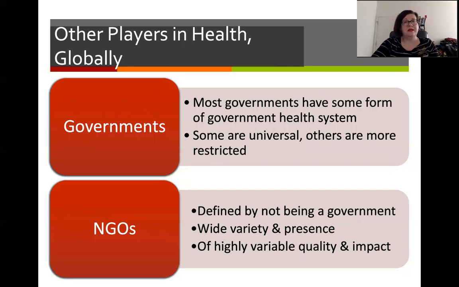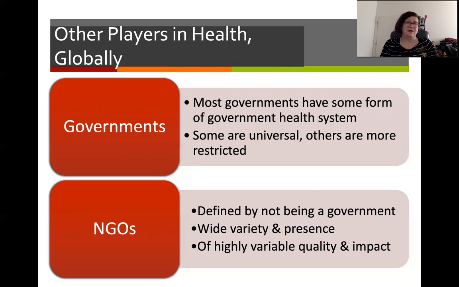Governments are perhaps the biggest player in health globally, as nearly every country in the world has some type of government health system. In the United States, for example, ours are Medicare, Medicaid, and the VA. And many other countries have a national health system for the entire population.